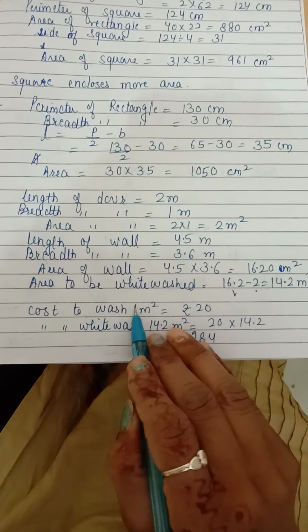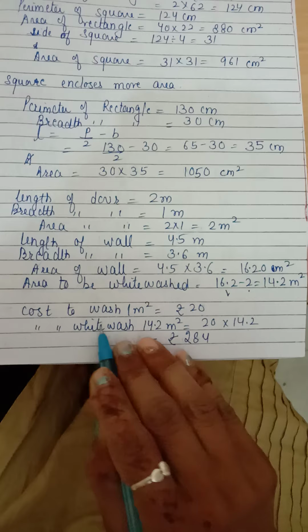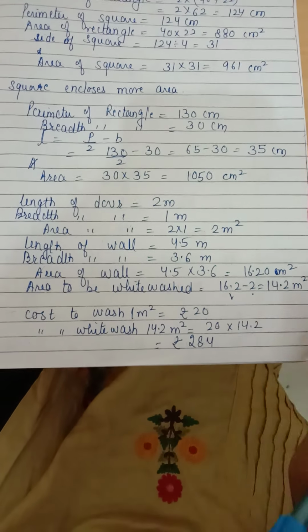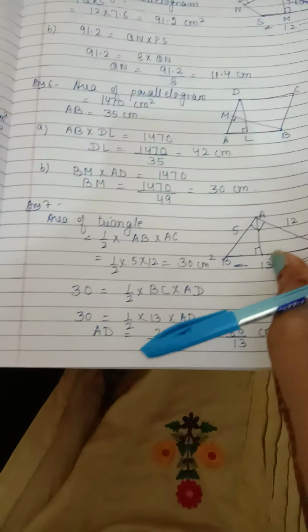Cost of whitewashing 1 meter square is rupees 20. So cost of doing whitewash on 14.2 meter square is 20 multiplied by 14.2. It comes out to be rupees 284.